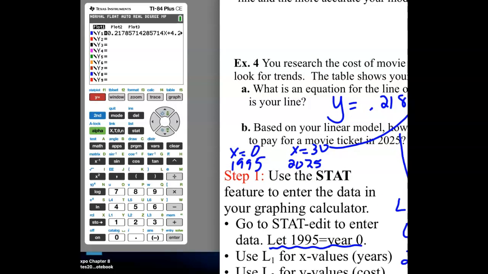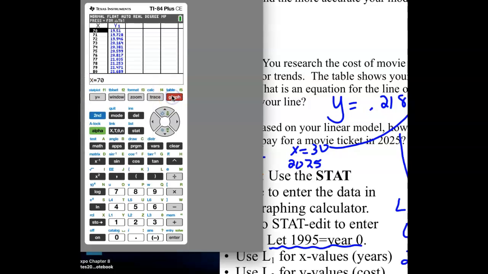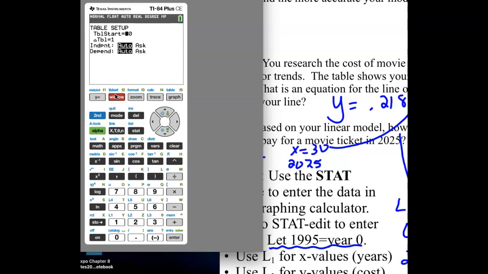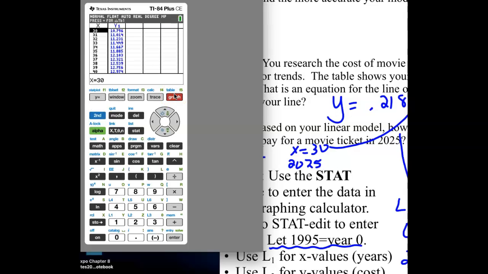I can go to my table. So second graph is table. And I can find where x is 30. Now I've adjusted mine for some other data that I had. You can change how your table starts. So I did second window to this table set, and I can just say, hey, I want to start at 30. Start my table with x being 30, then when I look at my table, I have it. The price in 2025 for a movie ticket was $10.80.